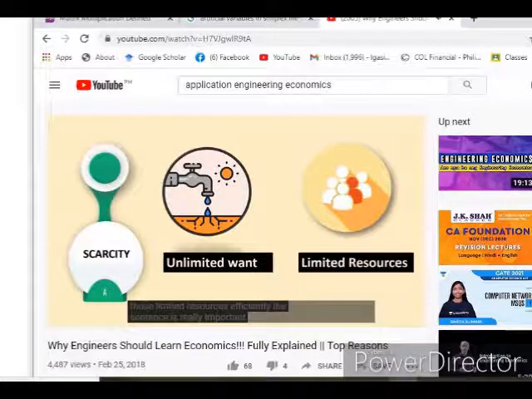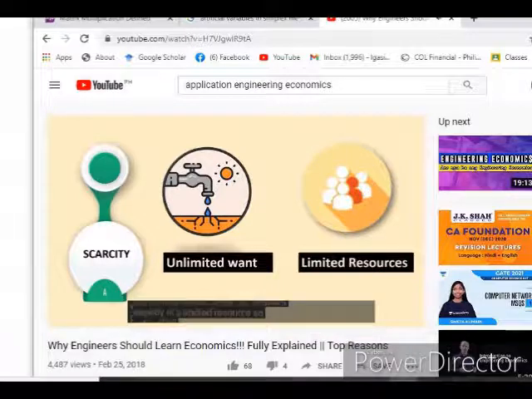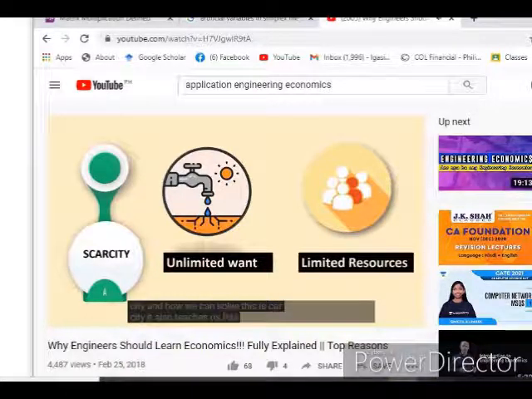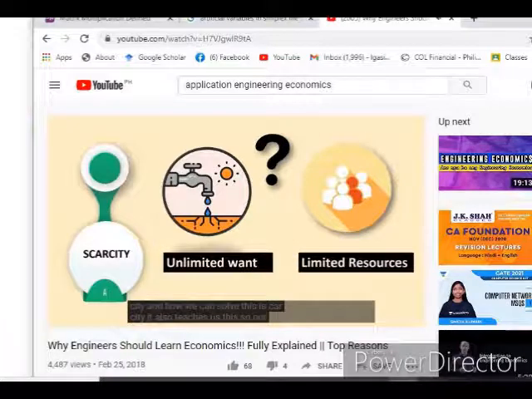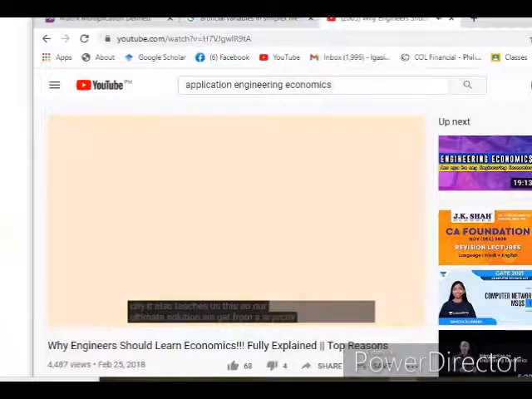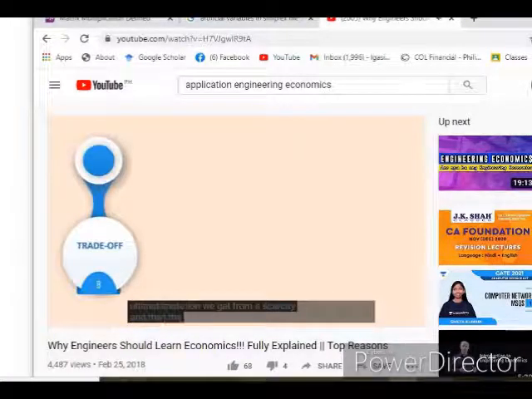Listen guys, this is really important. We need to use all our limited resources efficiently to gain an efficient success, so that we can meet our demand properly with limited resources. So economics teaches us about scarcity and how we can solve this scarcity. It also teaches us this. So that is the ultimate solution we get from scarcity, and the next thing is trade-off.